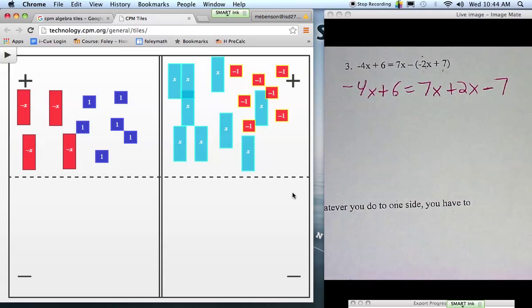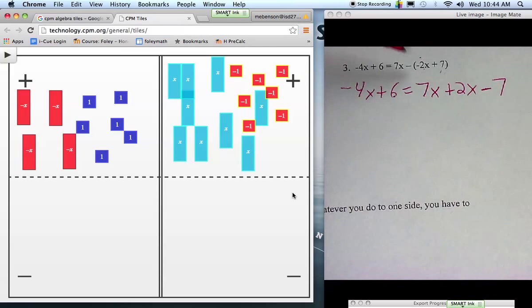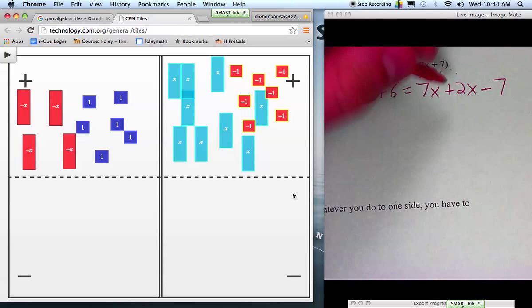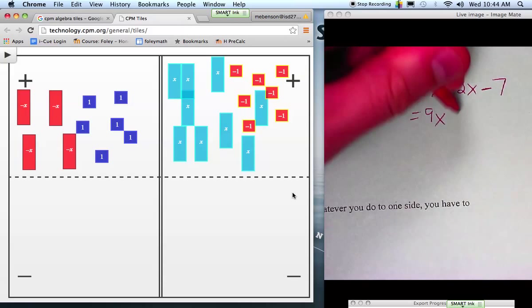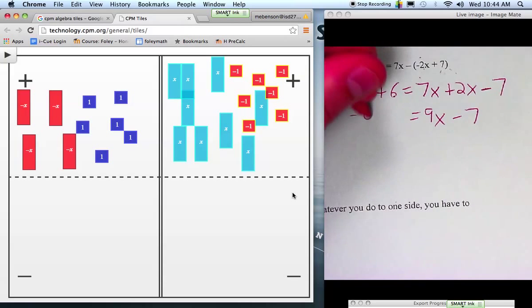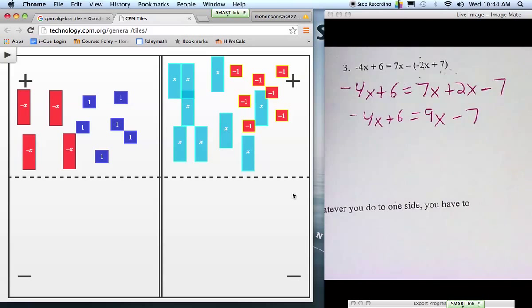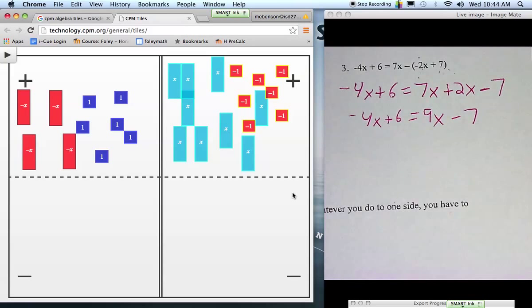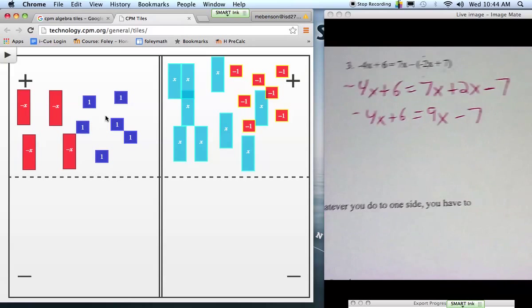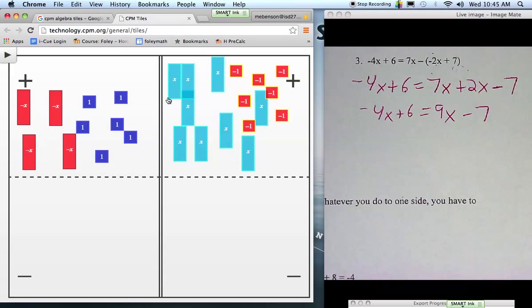Okay. Now I can combine things if I can. So on the right-hand side, I look and I say, oh, I've got a bunch of positive x's. I could count them over on the tiles. I can just add them up here. I see I've got 9x minus 7, nothing else to combine. Okay. Now I'm going to move all the x's to one side, right? All the x's to one side. And so you sort of have a choice here. Usually, if there are negatives and positives, I usually move them all to the side where the positives are.